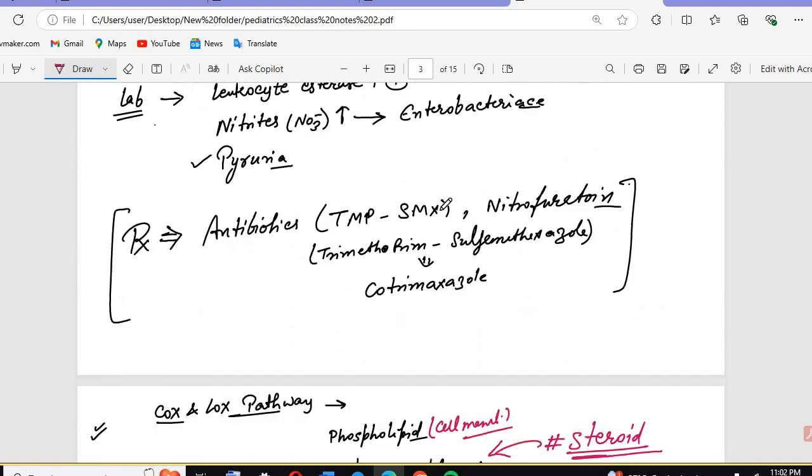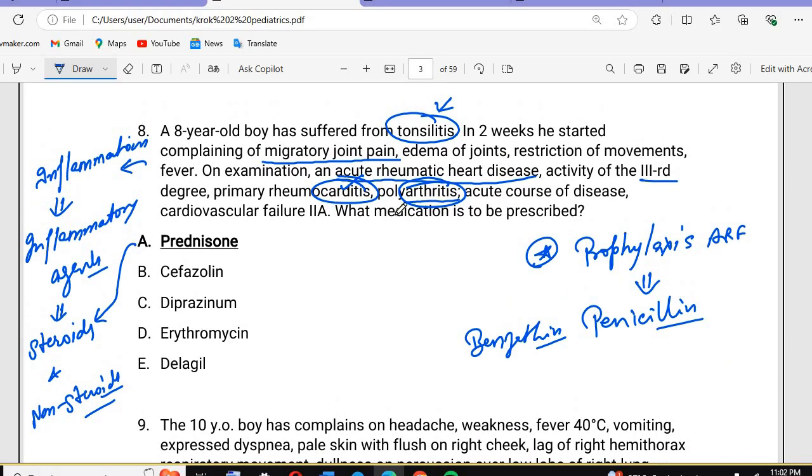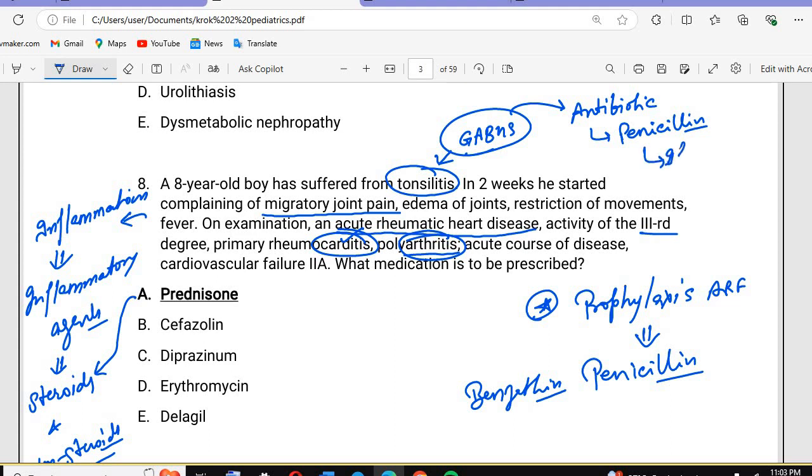So that's why we can give, in a case like an arthritis problem, prednisone. Along with that, we know this is due to group A beta hemolytic streptococcus bacteria, so in this case we will give an antibiotic. What antibiotic can we give? We can give penicillin. And because lots of patients are allergic to penicillin, in that case we can go for erythromycin.